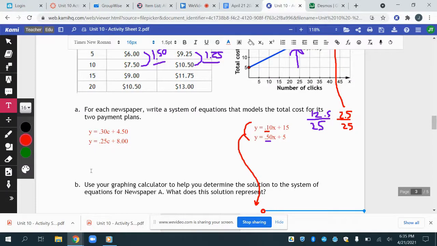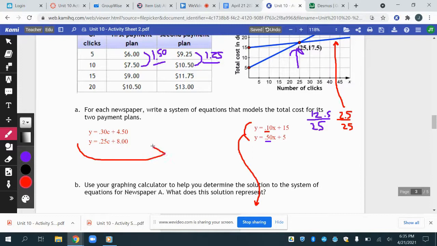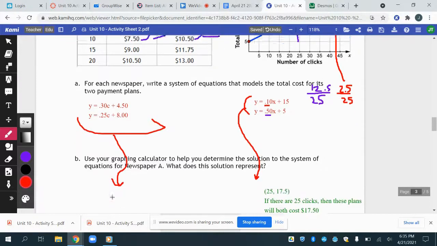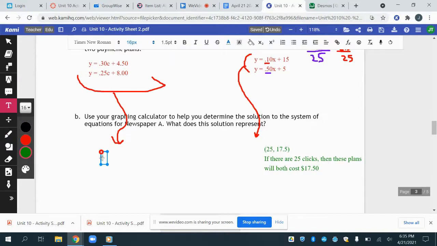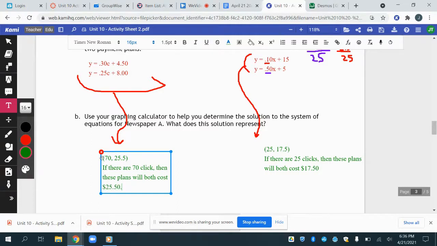So we know that if there are 70 clicks, then these plans will both cost $25.50. And that's what's going on there.